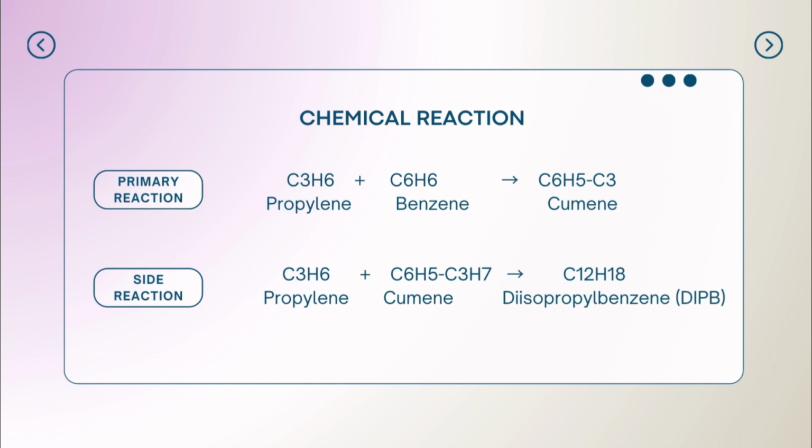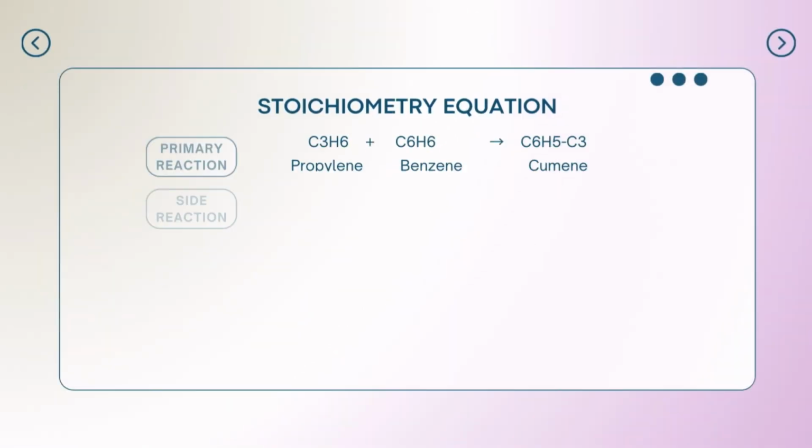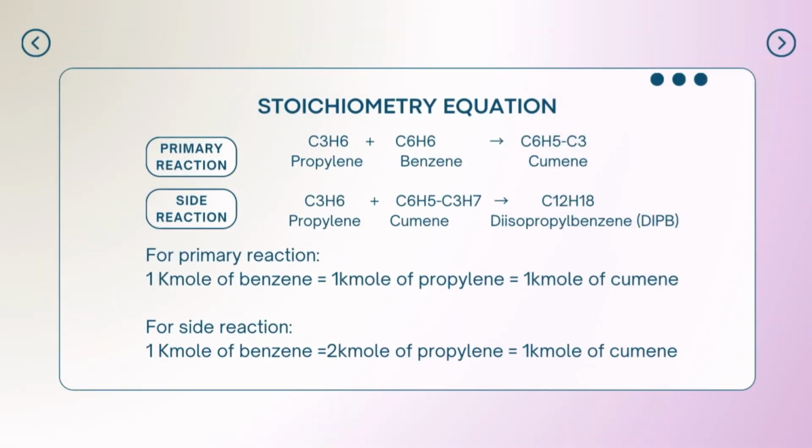So for the primary reaction, propylene reacts with benzene, producing cumene. Meanwhile, in the side reaction, propylene reacts with cumene itself, producing diisopropylbenzene.